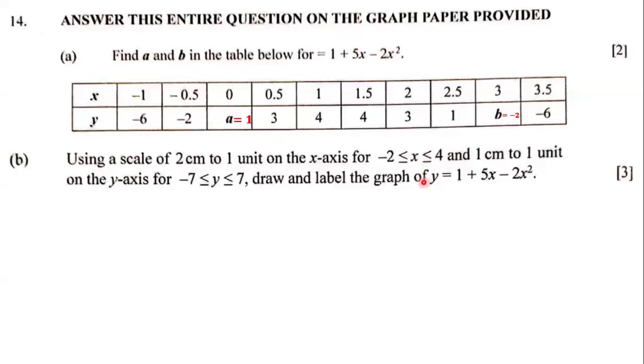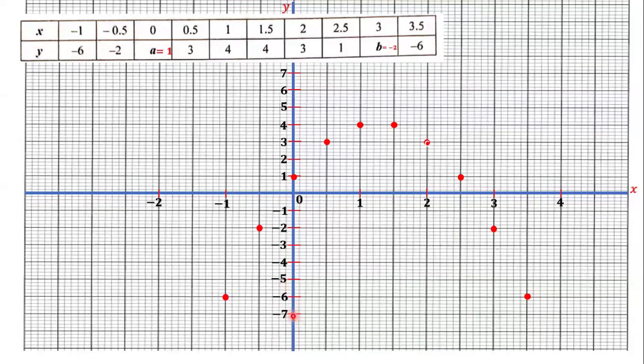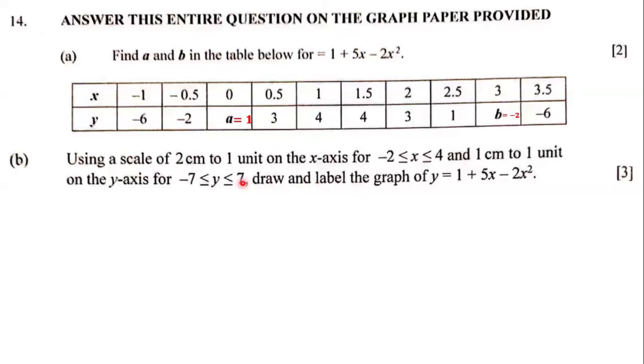Next, they said that they want on the y-axis 1 centimeter to 1 unit, and you're going to go from negative 7 to 7. And so we go from negative 7 to negative 6, negative 5, negative 4, negative 3, negative 2, negative 1, 0, all the way up to 7 on the y-axis. And it's 1 centimeter to 1 unit, which means that each block is one unit. Okay, so now that we have our x and y axis, we have to draw and label the graph.